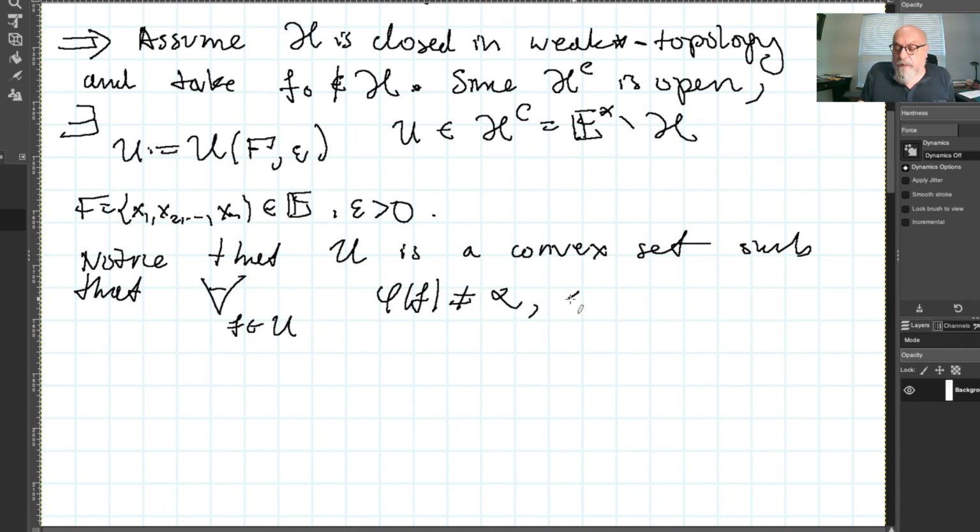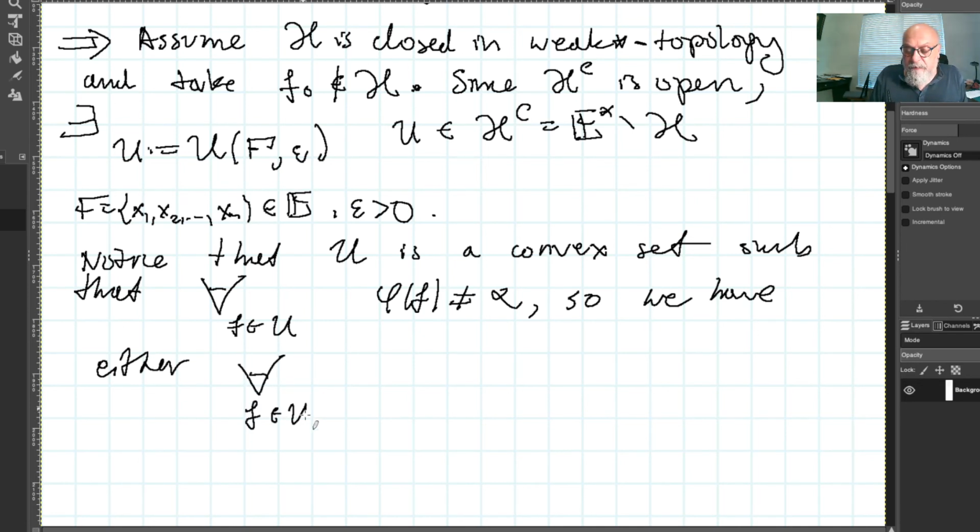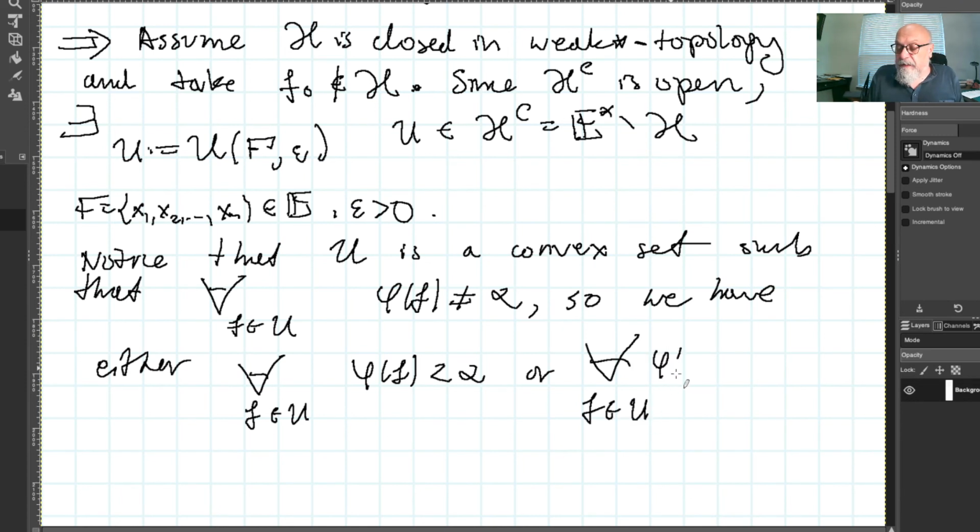By convexity, because it is a convex set, you should understand that every point can be connected by an interval, so we have either, again, for every f belonging to U, phi of f is smaller than alpha, or for every f belonging to U, phi of f is larger than alpha.